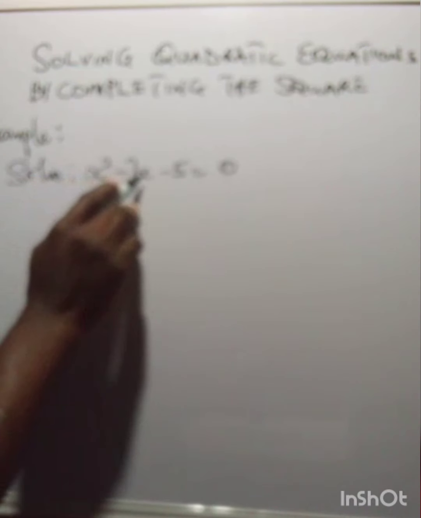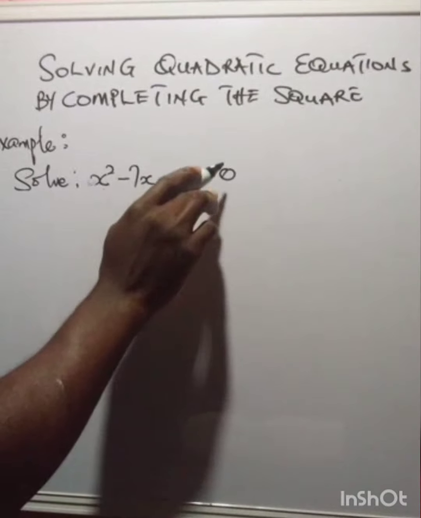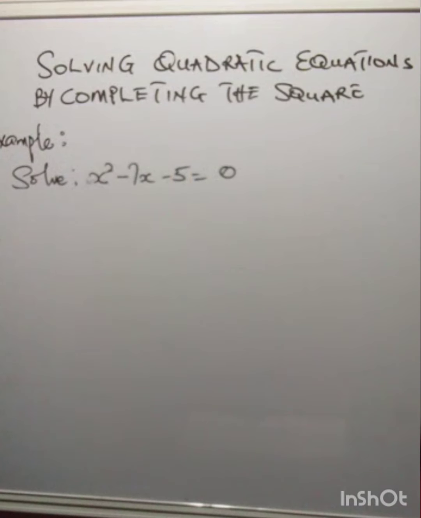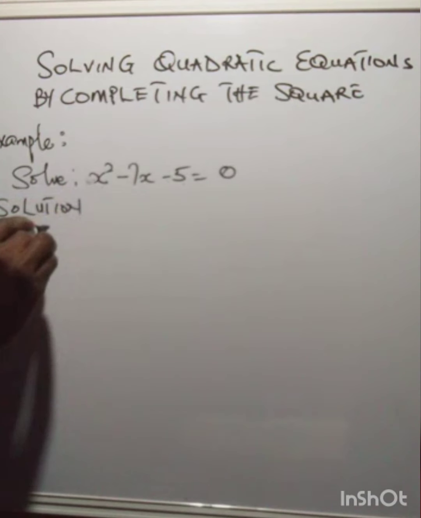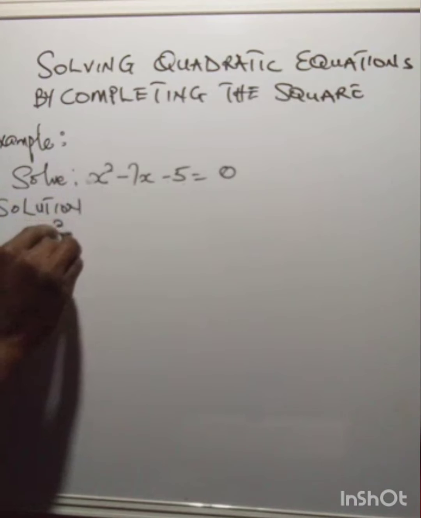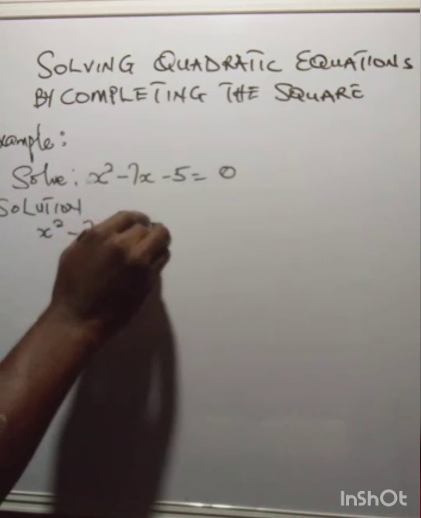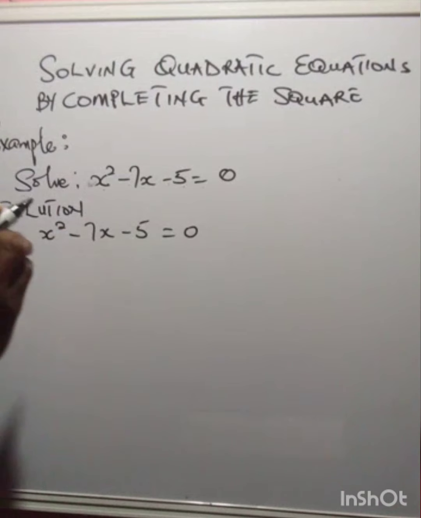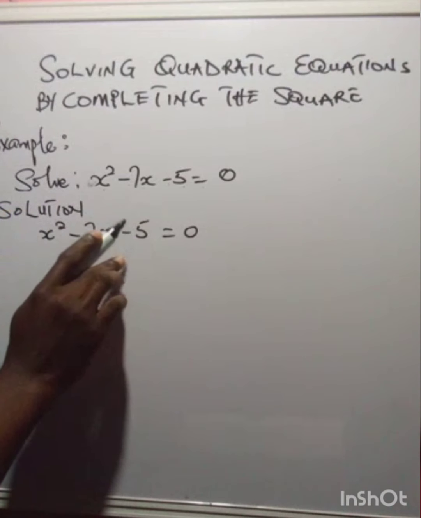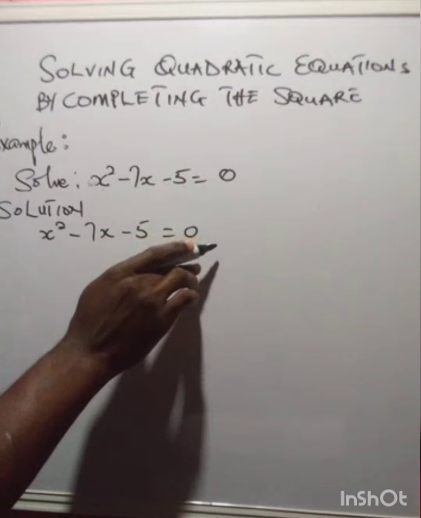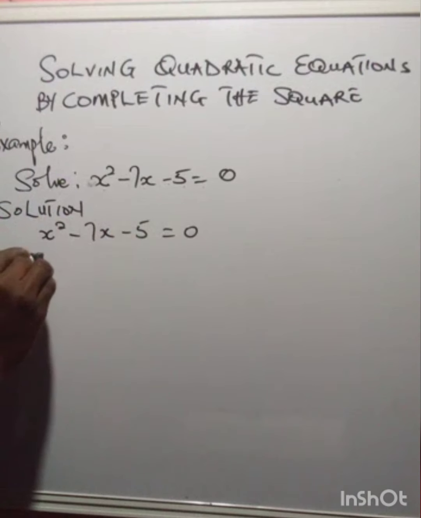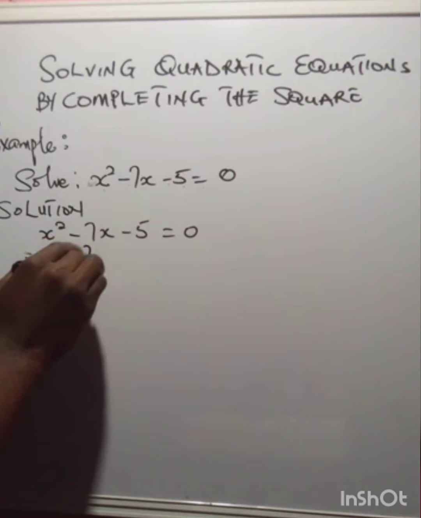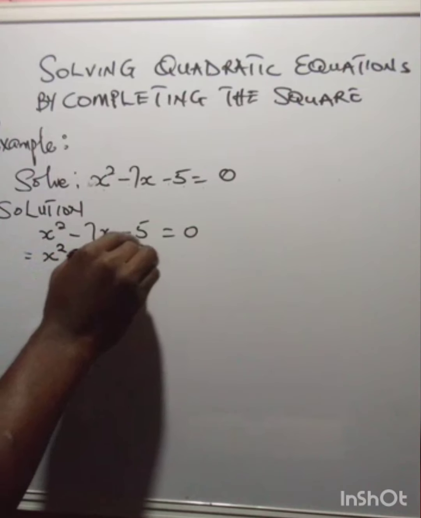Example: solve x squared minus 7x minus 5 equals 0. Solution: we have x squared minus 7x minus 5 equals 0. The first thing we do, we collect minus 5 over to the right hand side, or we add 5 to both sides. This becomes x squared minus 7x equal to plus 5.